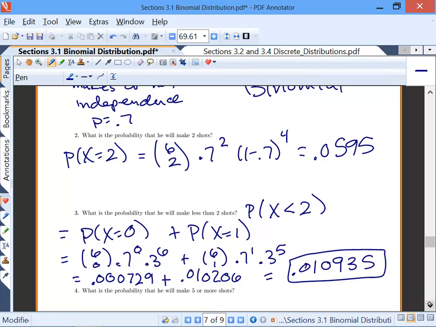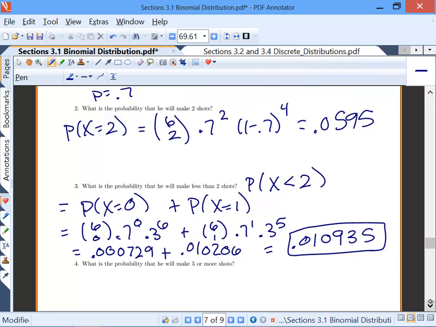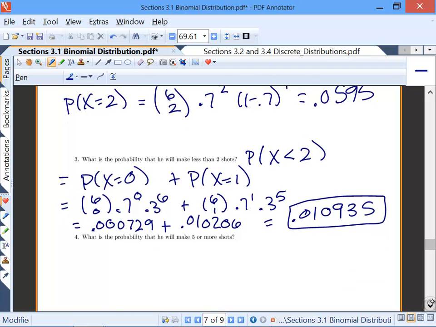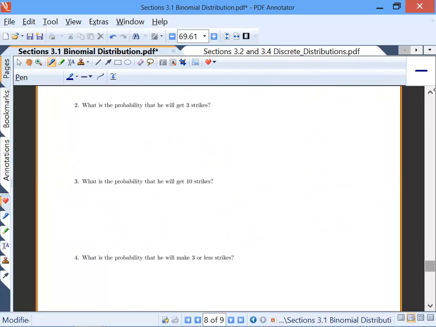So for number 3, I got 0.010935. Everyone else, did you get that? Any questions if this makes you realize you did something wrong? Oh, oops.